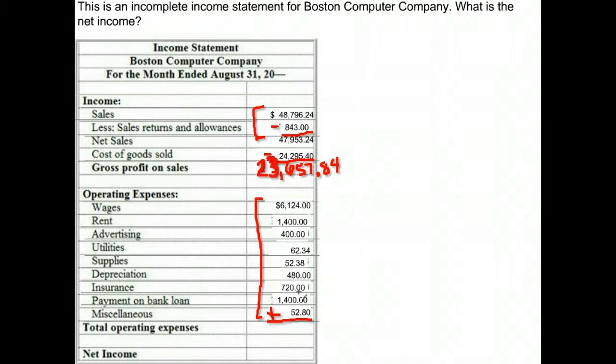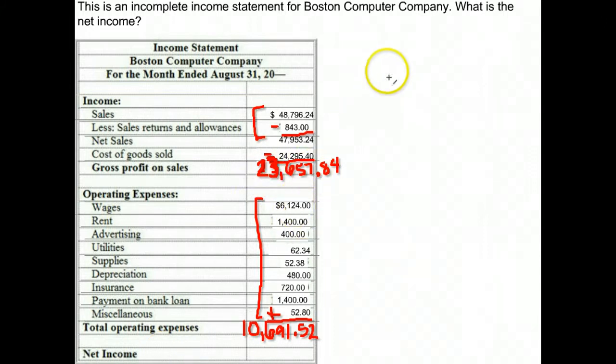Okay, so we're going to add 6,124, 1,400, 400, $62.34, $52.38, $480, $720, $1,400, and then $52.80. Okay, when I do that, I get a total operating expenses of $10,691.52. So finally, I can find my net income.